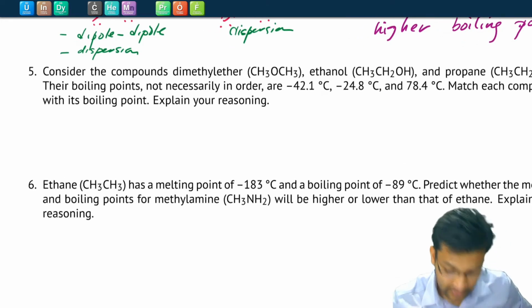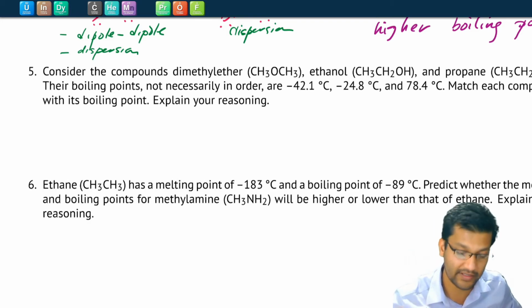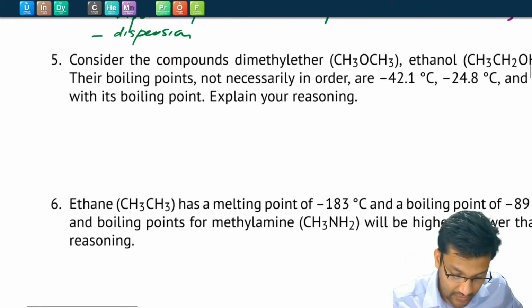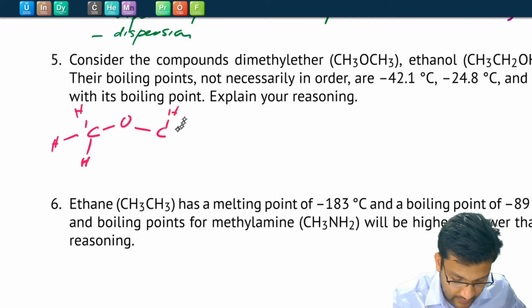So the best way to do this is to draw the structures of these and then try to figure out what kind of interactions they'll have. So for dimethyl ether, we have CH3 like this with an O and then another CH3. Right, and oxygen will have 2 lone pairs. So this is a bent geometry.